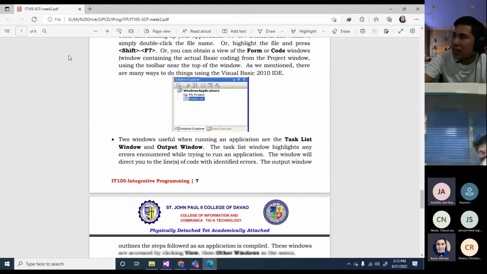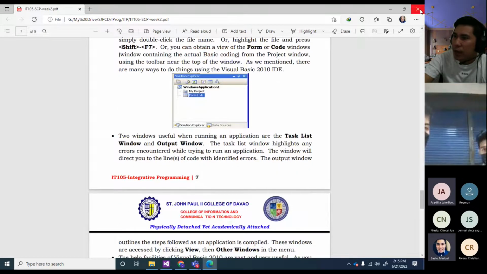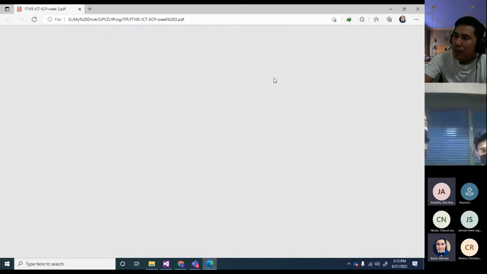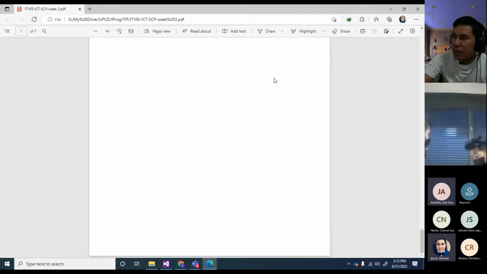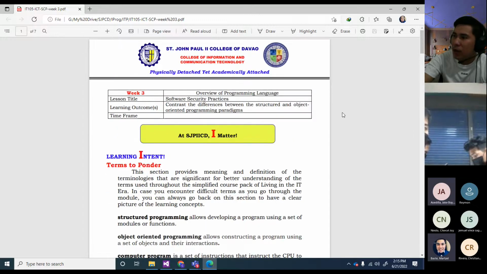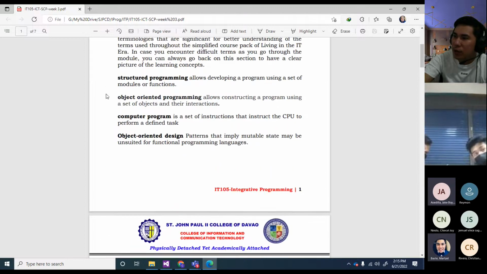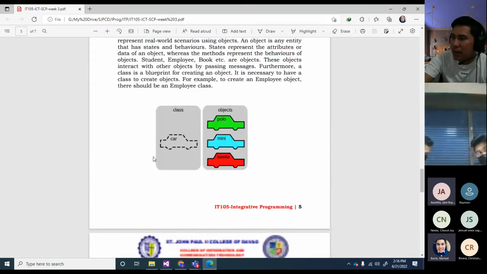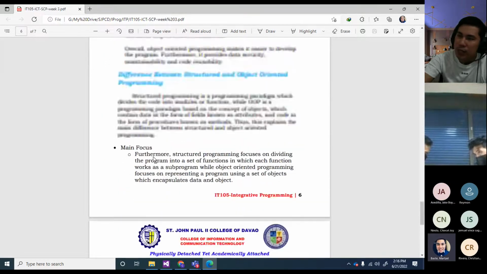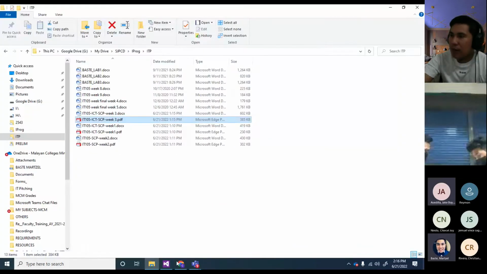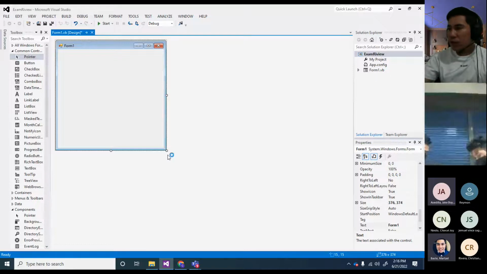All right, so that is week 2, and for week 3, we have recapped it, and it's all about different programming languages. So here, the overview of programming languages: structured, OOP, computer program. So please do read that one. This time I'm going to discuss this one in a programming demonstration.